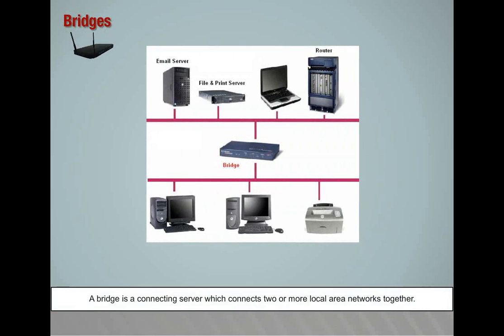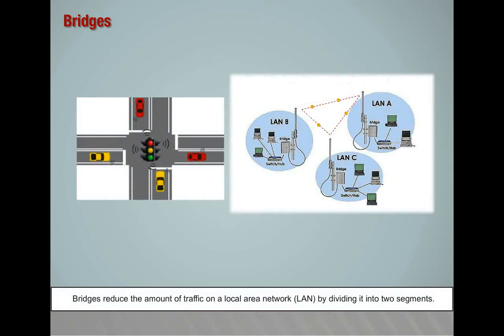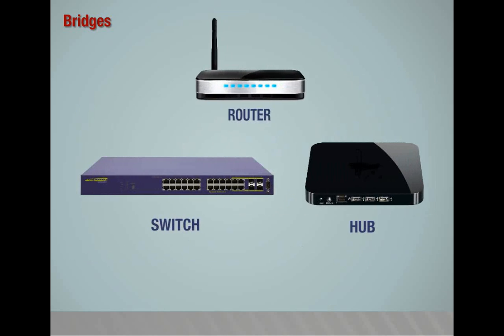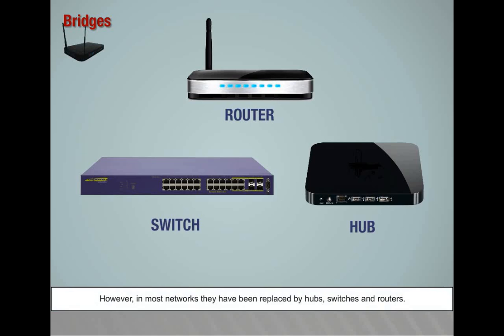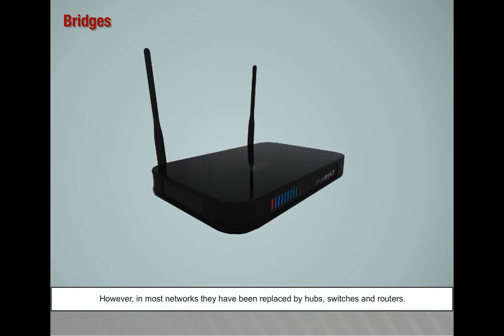A bridge is a connecting server which connects two or more local area networks together. Bridges reduce the amount of traffic on a local area network, LAN, by dividing it into two segments. Bridges are relatively simple and efficient traffic regulators. However, in most networks, they have been replaced by hubs, switches, and routers.